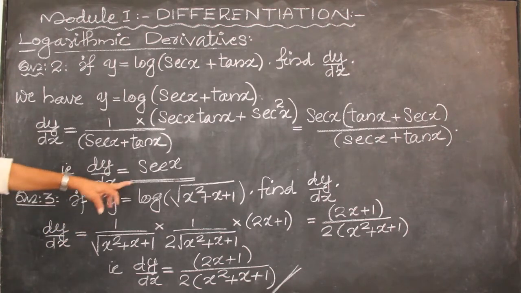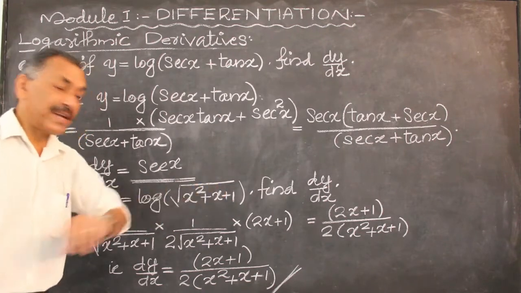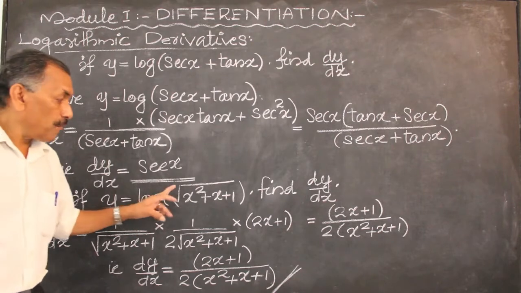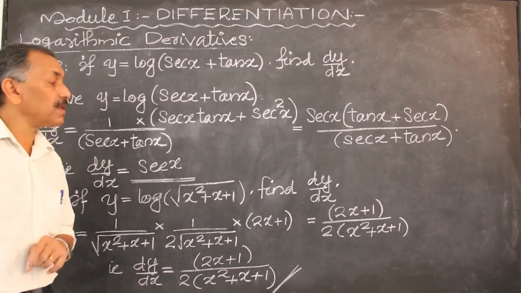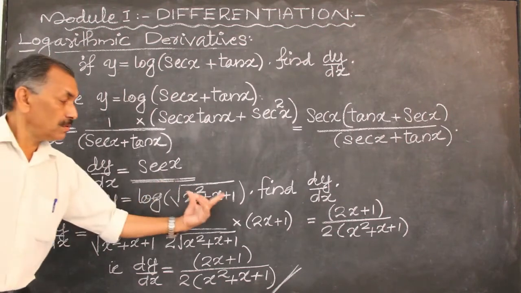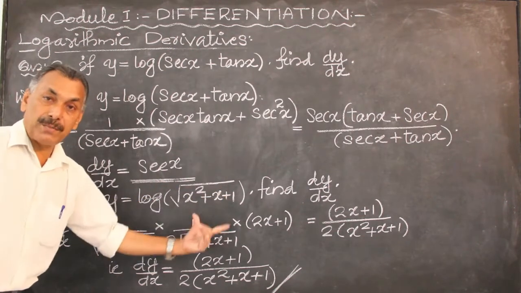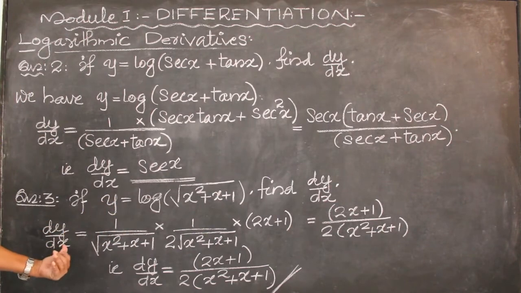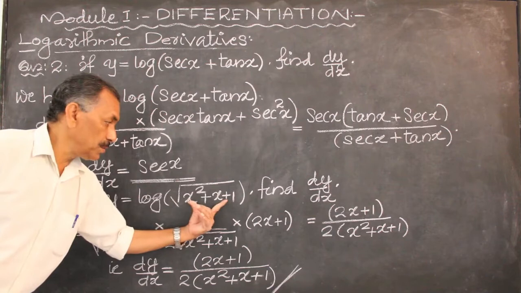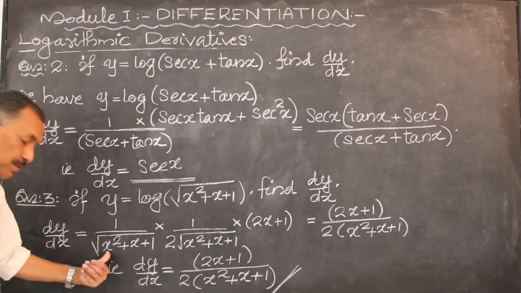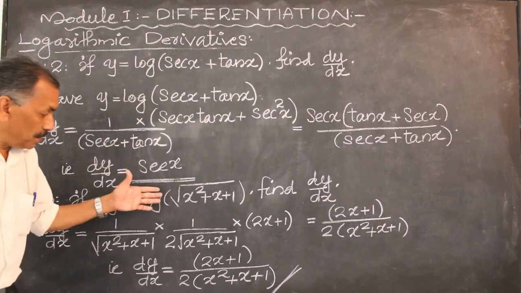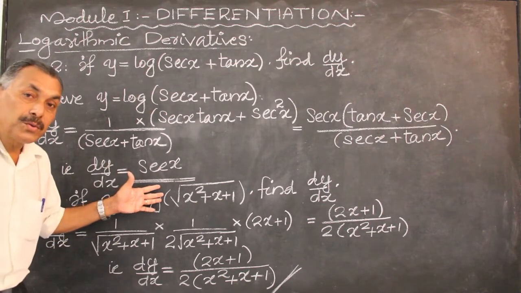If y is equal to log of root of x square plus x plus 1, find dy by dx. What is the derivative of log u? The derivative of log u is equal to 1 by u. Then dy by dx is equal to 1 divided by root of x square plus x plus 1, into the derivative of u.